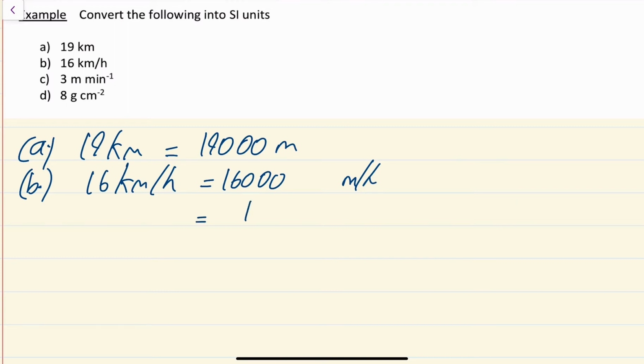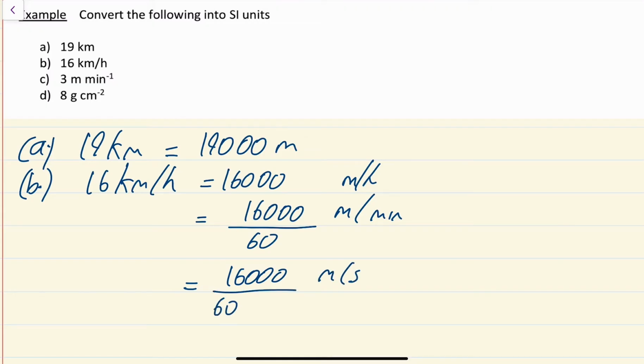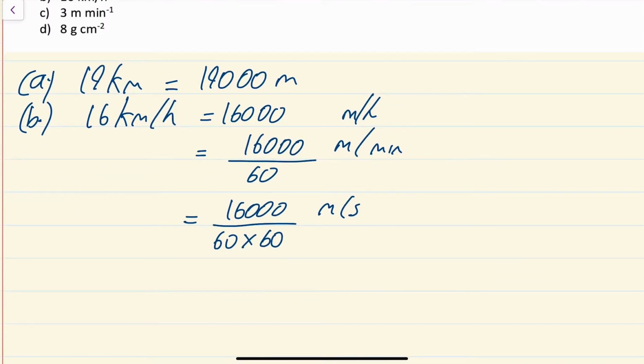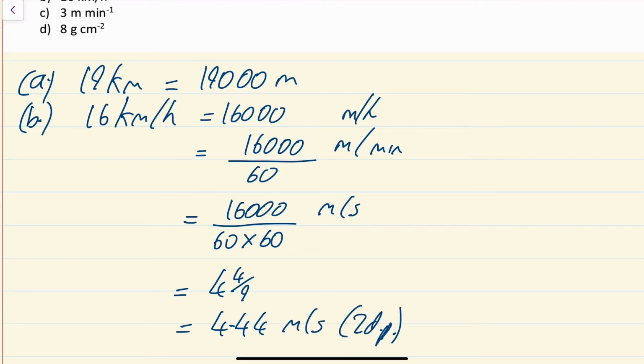Okay, and then I have my 16,000. If I get that in meters per minute, you would go 60 times less, so 60 has to go on the bottom line. And if I wanted to convert it into seconds, then I have a 60 to get it down to minutes, and then another 60 to get it down to seconds. Let me just check, 16,000 divided by 60 and then divided by 60 again is 4 and 4/9, which is the same as 4.44 meters per second to 2 decimal places.